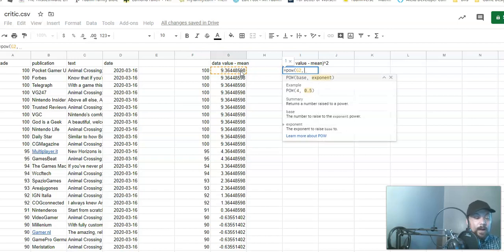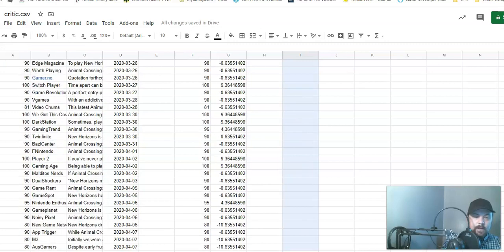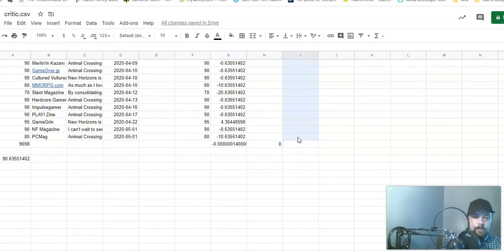What exponent do I want? I want to raise it to the second power. All right, so we're taking the value from G2 and we're going to raise it to the second power. That's what that function is going to do. All right, and we get 87, which is about what you would expect, right? 9 squared is 81. This is a little bit bigger than that, so we get a little bit above 81. All right, so now we're going to copy and we're going to paste it all the way down to here.